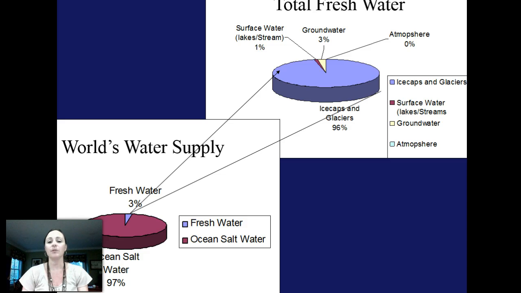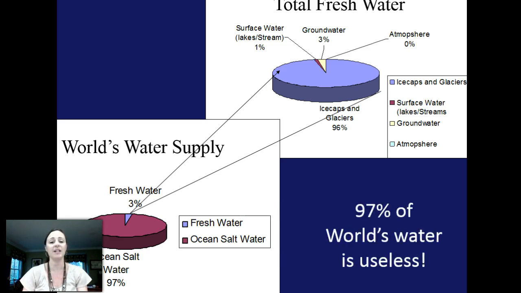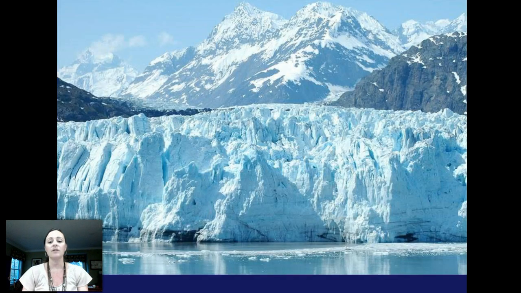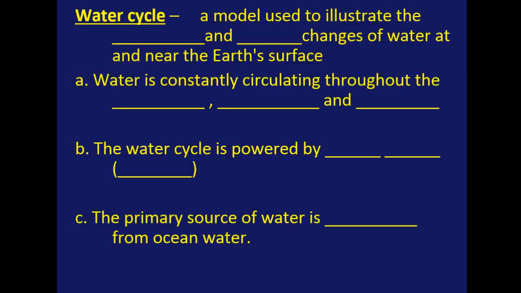But 96% of fresh water on Earth is in glaciers and is stored in ice caps. So it's a very small percentage of water that's able to be used. In fact, 97% is useless. So here's a picture of a glacier and an example of how it can be water that's locked up or stored in a frozen environment.